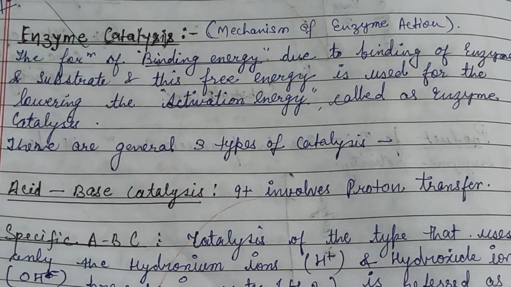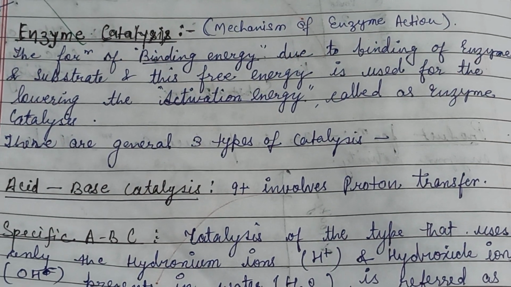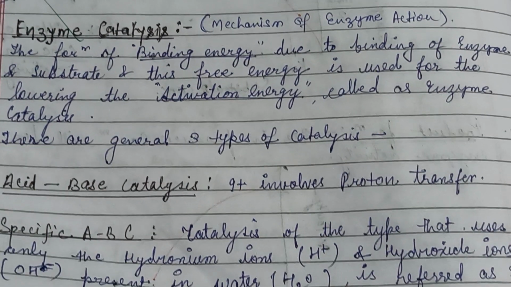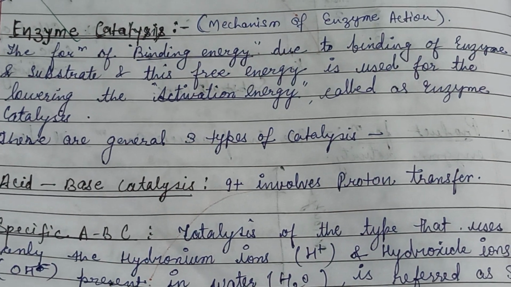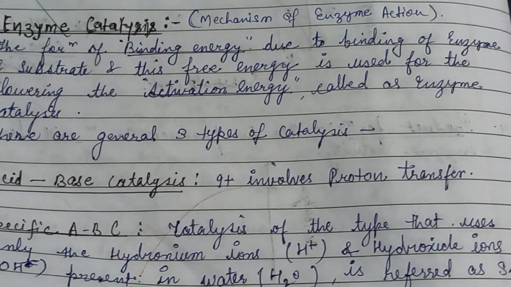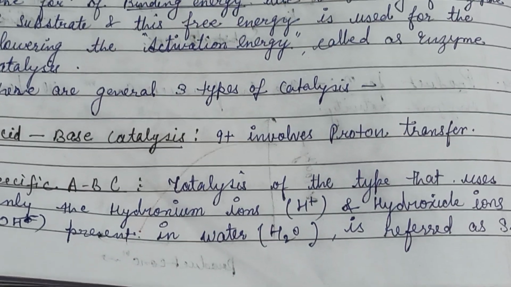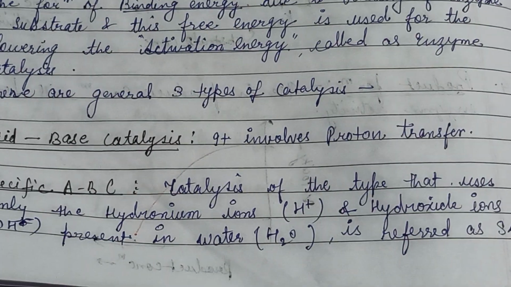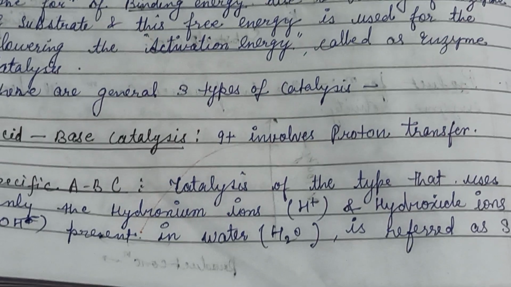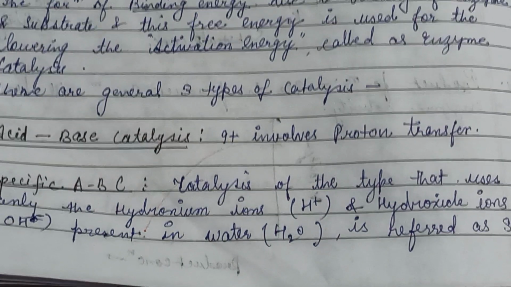So, enzyme catalysis is the formation of the binding energy, and the binding energy is the energy which is formed by the interaction of the substrate and the enzymes. And this free energy helps to lower down the activation energy. So, there are three types of catalysis, that is acid-base catalysis, covalent catalysis, and the metal ion catalysis.